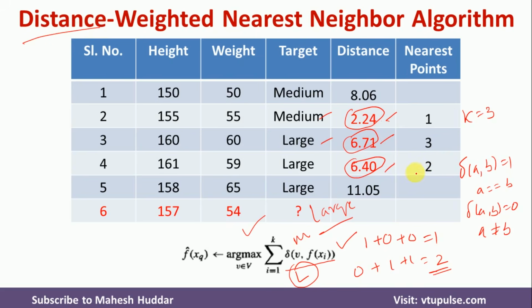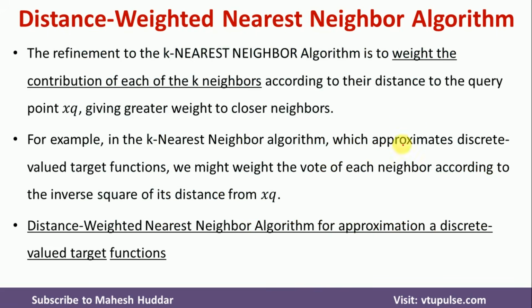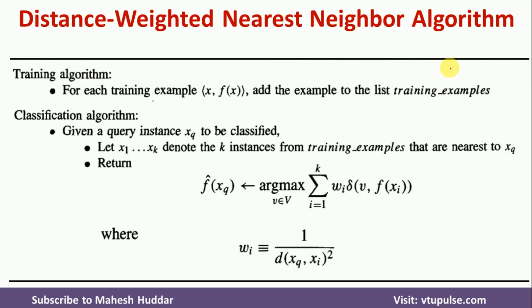So what we do here is, rather than just considering the number of times the medium or large is present, we consider this distance also. That is what is called distance weighted nearest neighbor, or a refinement of the k nearest neighbor algorithm by considering the distance weight. We can have two possible algorithms for distance weighted nearest neighbor: one for a discrete valued target function, and one for a real valued target function. So this is for the discrete valued target function.